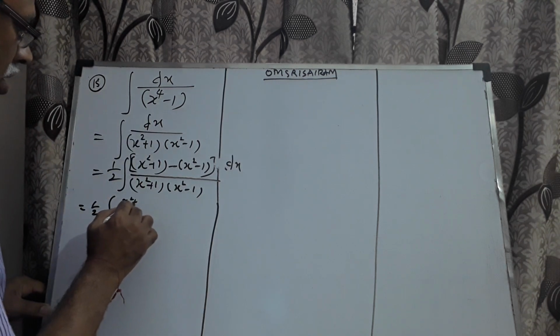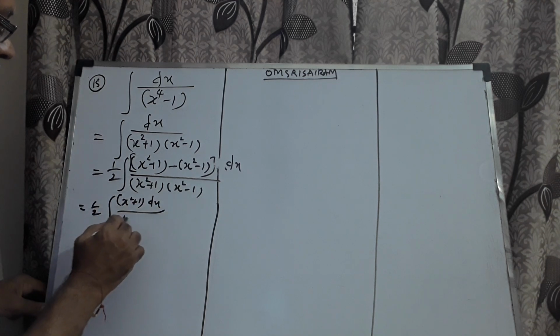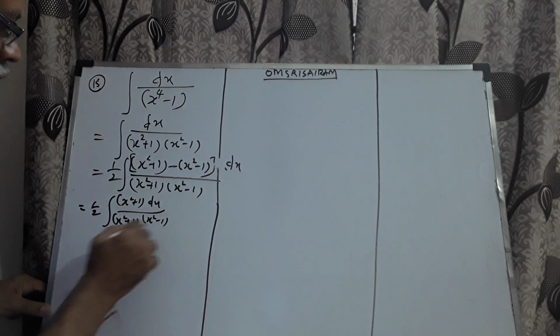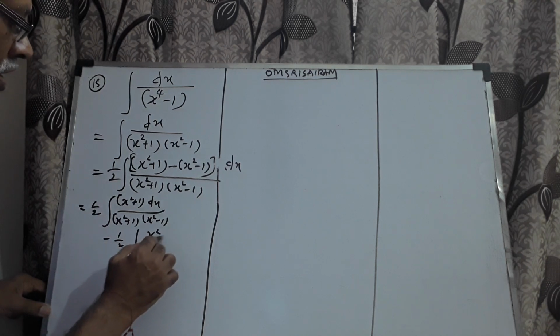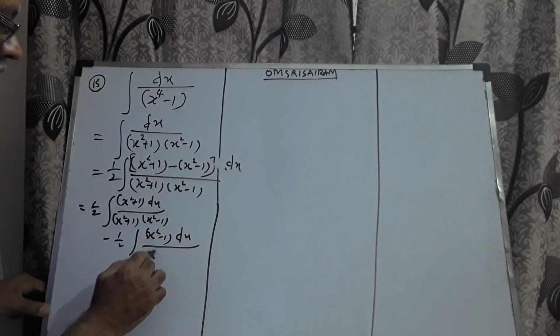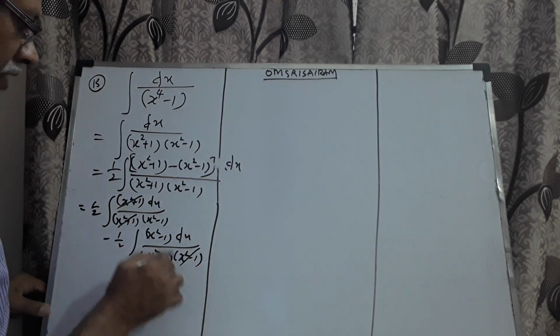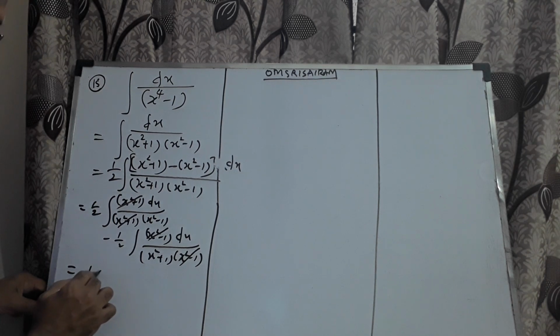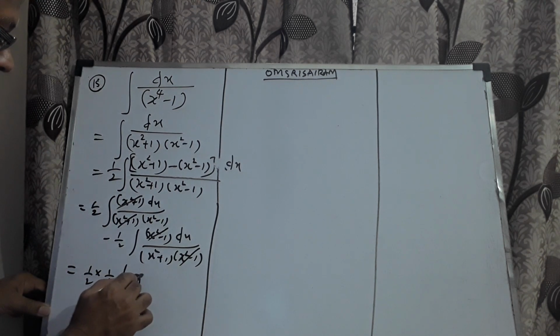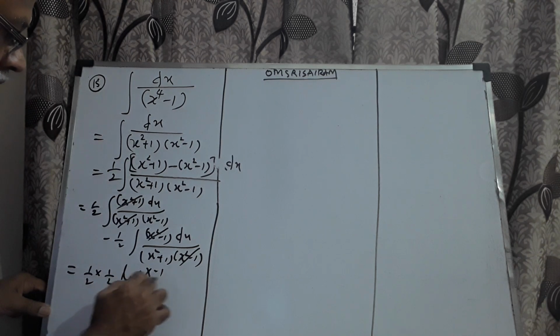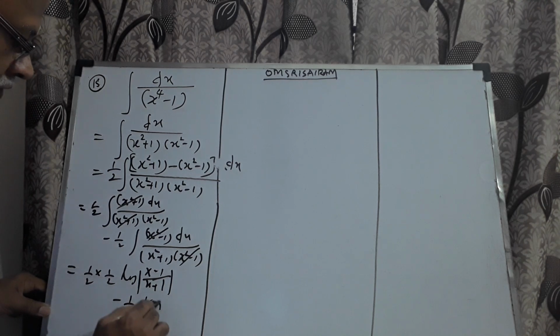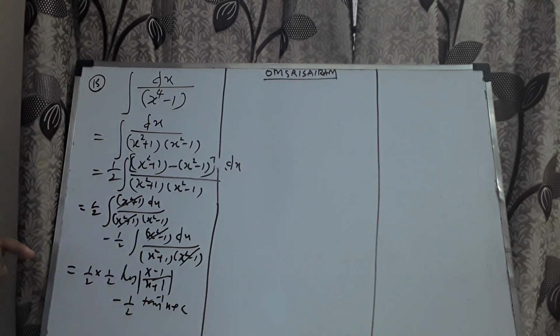Half integral x square plus 1 dx by x square plus 1 into x square minus 1, minus half integral x square minus 1 dx by x square plus 1 into x square minus 1. Here x square plus 1 gets cancelled. Here x square minus 1 gets cancelled. This is 1 by 4 log mod x minus 1 by x plus 1, then minus half tan inverse x plus c. It's an easier method to do. We can avoid partial fractions totally.